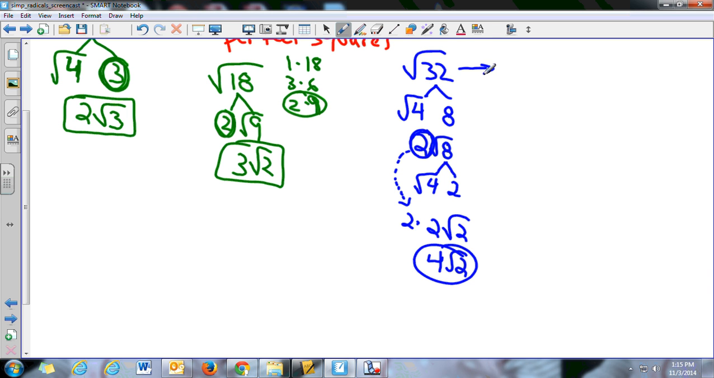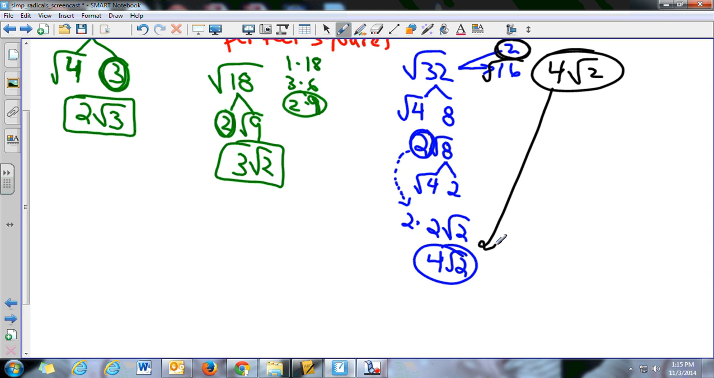An easier way possibly to go through this one. Other factors of 32. Well, you've got 2 times 16. I can take the square root of 16. That gives me 4. 2 is not a perfect square, so I put that back underneath my square root symbol. So I get the same answer that I had down here. I just get there a lot faster. So if you're pretty good with your multiplication tables and your multiplication factors, simplifying square roots might not be too difficult for you.